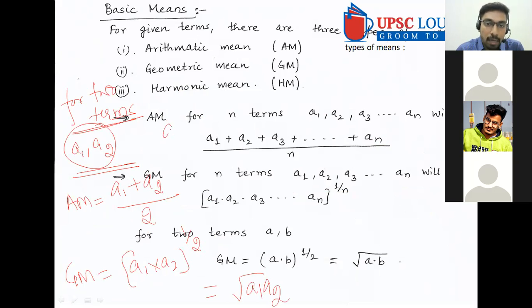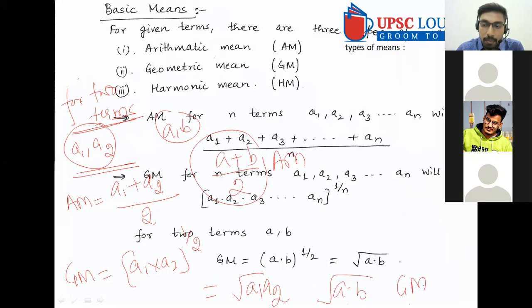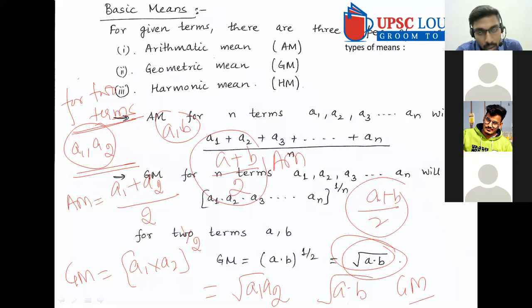So suppose A and B are there. Then A plus B by 2 will be your AM, and the square root of A into B will be your GM. Basically this thing. Is it clear or not? Please tell me. For 2 terms, A plus B by 2 will be the arithmetic mean, and the square root of AB will be the geometric mean. Is it clear or not? Yes, sir, it is. Okay, perfect.